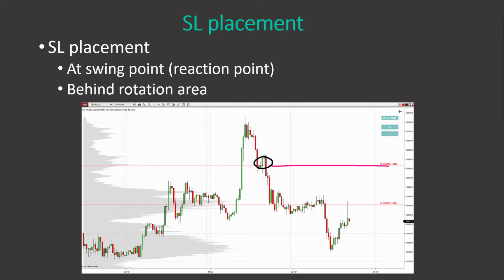And this was the swing high of that rotation, the swing point being in here. And this would be the stop loss, right? So it is behind a rotation area. Even though this is just a little rotation area, it is behind a rotation area, and it is at the swing point, right?